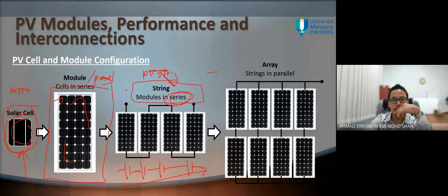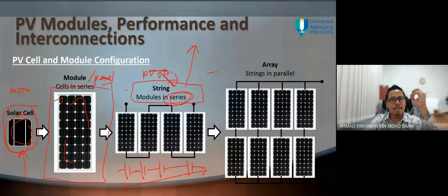Maksudnya, untuk case string, biasa modul ni, jangan buat silap. If you want to connect several modules in series, it must be the same brand. Okay? Same brand, same size. Penting betul. Kenapa? If the current is different. Okay, for example, empat ni semua 100 watt. Contohnya semua 100 watt, semua 100 watt, semua 100 watt, semua 100 watt.